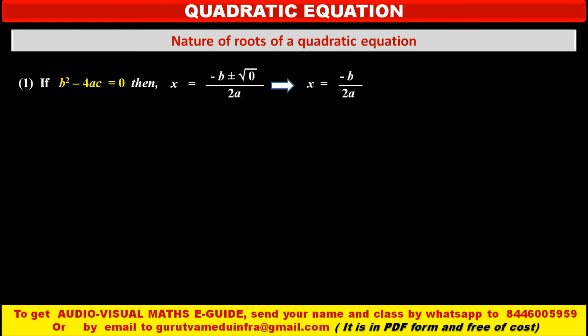Now here variable x has only one value. We can't get two values here. So we can say the roots of the quadratic equation are real and equal, because this value minus b upon 2a is clearly real, and since x has only one value, both roots are the same, equal. So these roots are real and equal if b square minus 4ac is equal to 0.